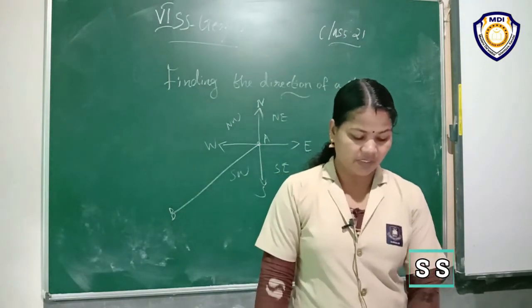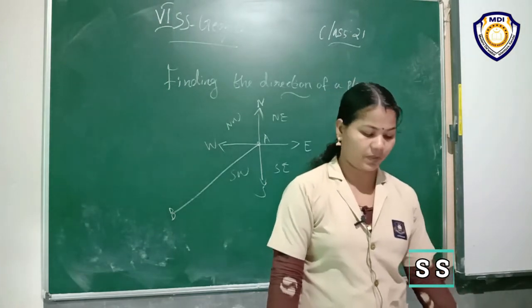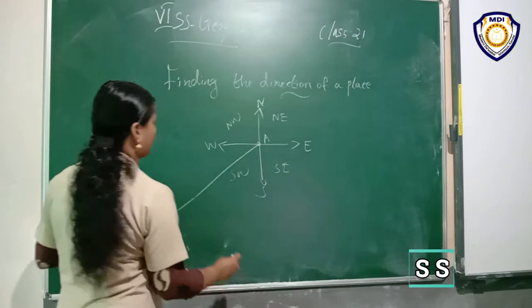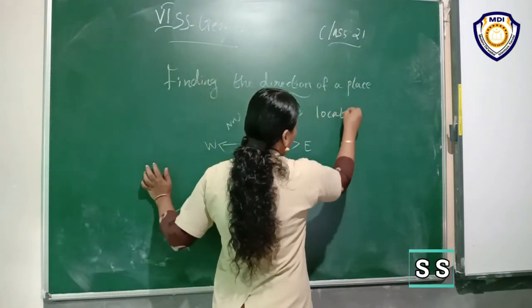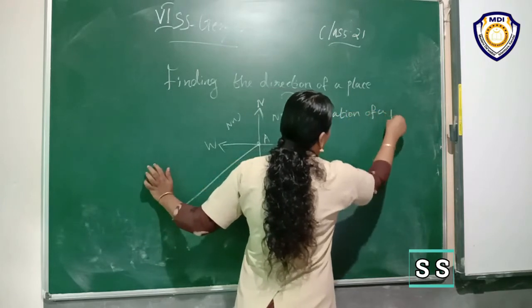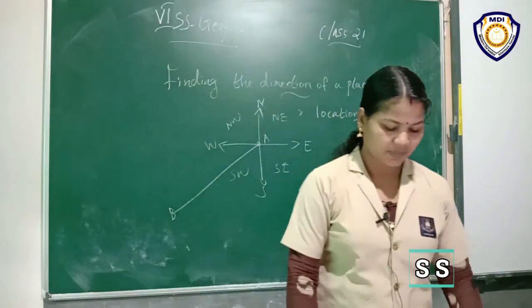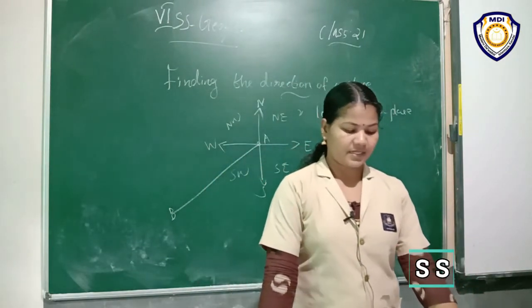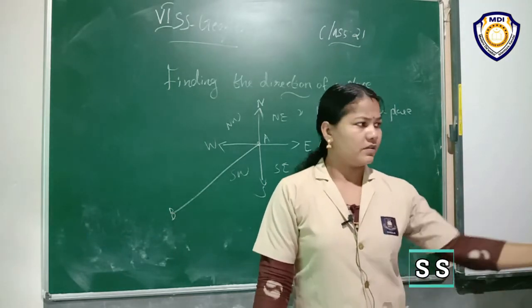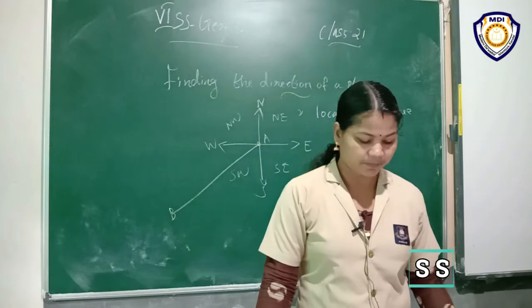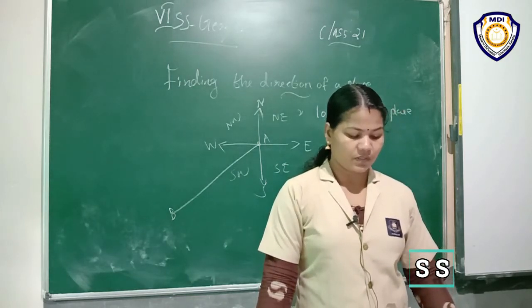Next one, finding the location of a place. How can we find the location of a place? That is another topic. Direction of a place is over. Next one is the location of a place. What is the next topic? Location of a place. Suppose your friend says that his house is 1 kilometer from your school. Maybe our friend says that from here 1 kilometer. With just this information, you cannot locate his house on your town's map.